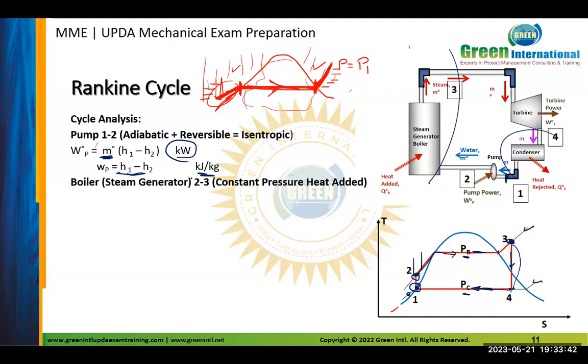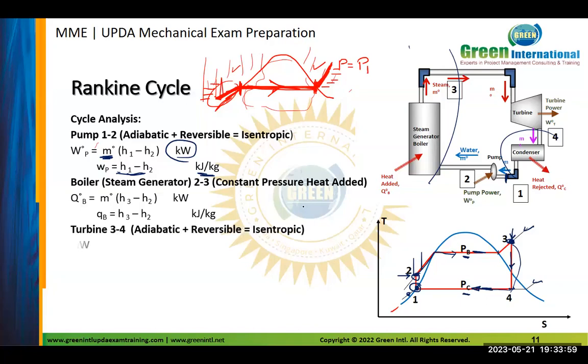If it is given in case m dot, we can follow m dot in the equation. Boiler from where to where? From 2 to 3. This is the boiler for heat addition. So at constant temperature line, m dot (H3 minus H2), direct. For the turbine from 3 to 4, so H3 minus H4. That's it.